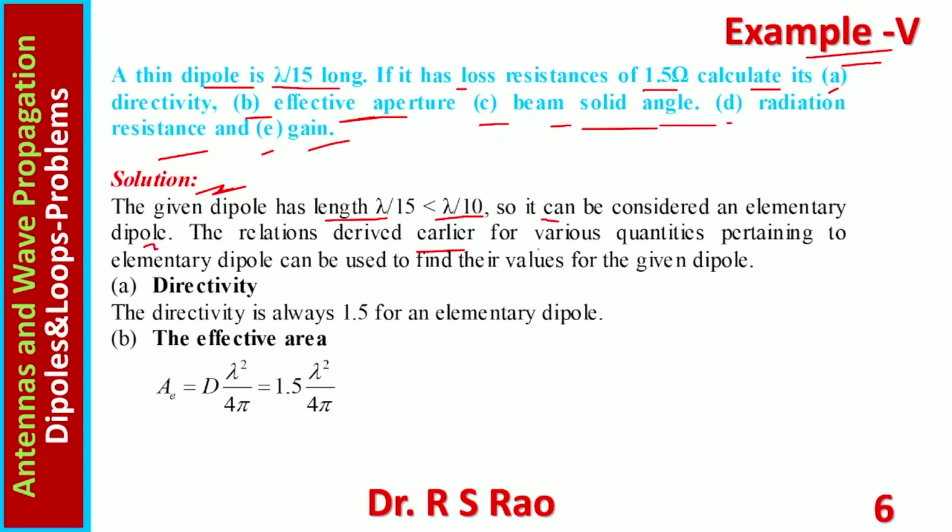Relations derived earlier for various quantities pertaining to the elementary dipole can be used to find their values for the given dipole. For the dipole on hand, A. Directivity. First, we find directivity. Directivity of an elementary dipole is 1.5. B. Effective area. Effective area is directivity multiplied by lambda square over 4 pi. Wavelength is not available, so we cannot go further regarding effective area.